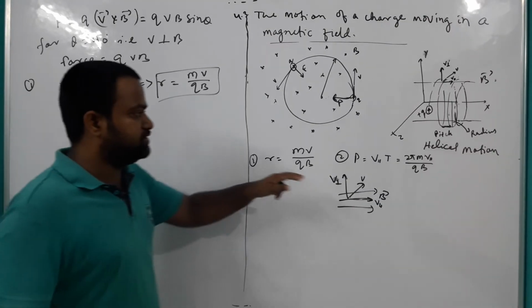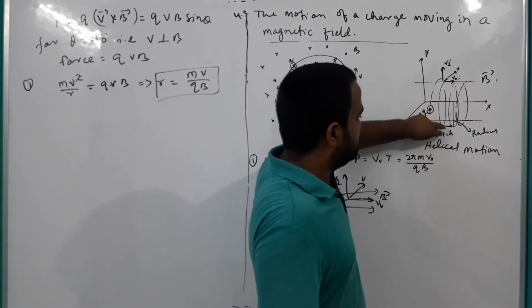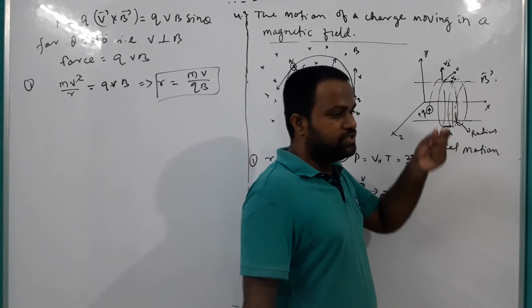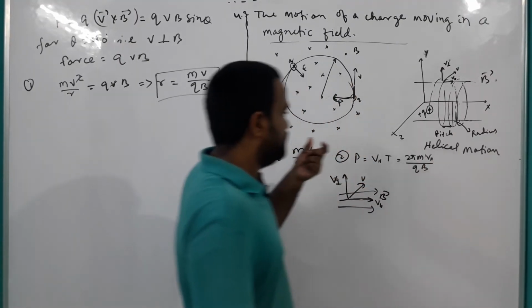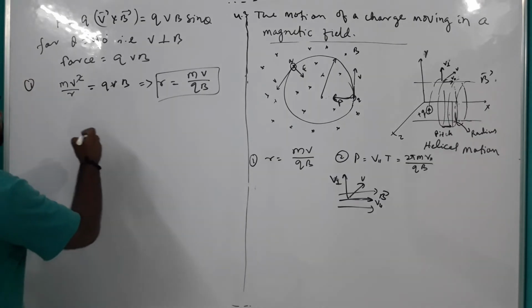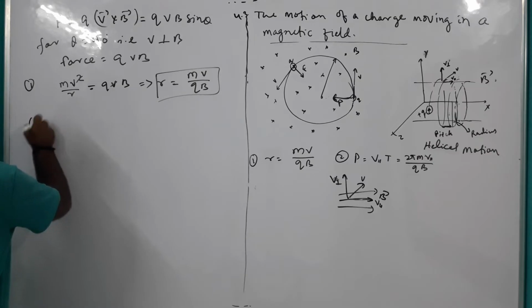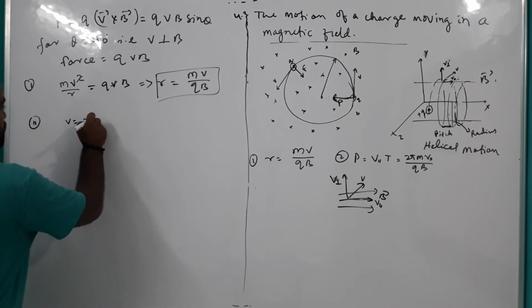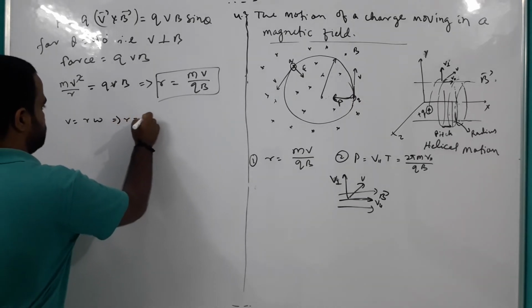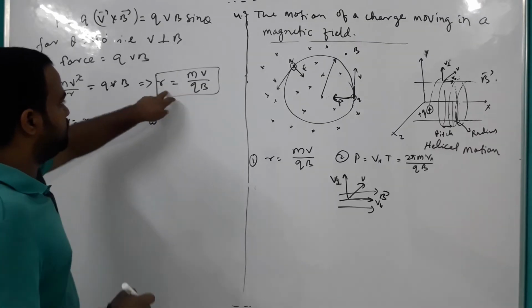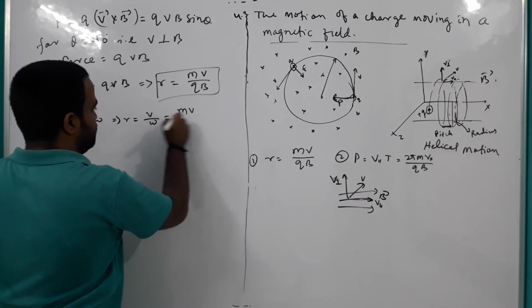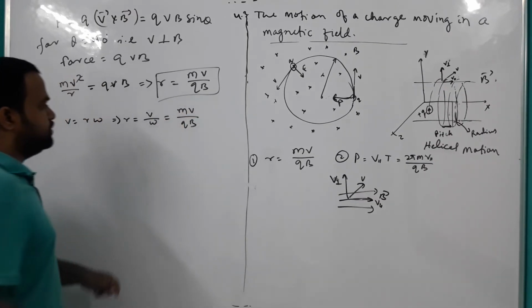So now we will calculate the pitch. What is pitch? The pitch is the distance traveled by the particle or the charge in one rotation. So in one rotation how much it travels, let's calculate. You know that V is equal to R omega, or from here you can say R is equal to V upon omega. From here we got R is equal to mv upon qB, so I can write R is equal to mv upon qB.